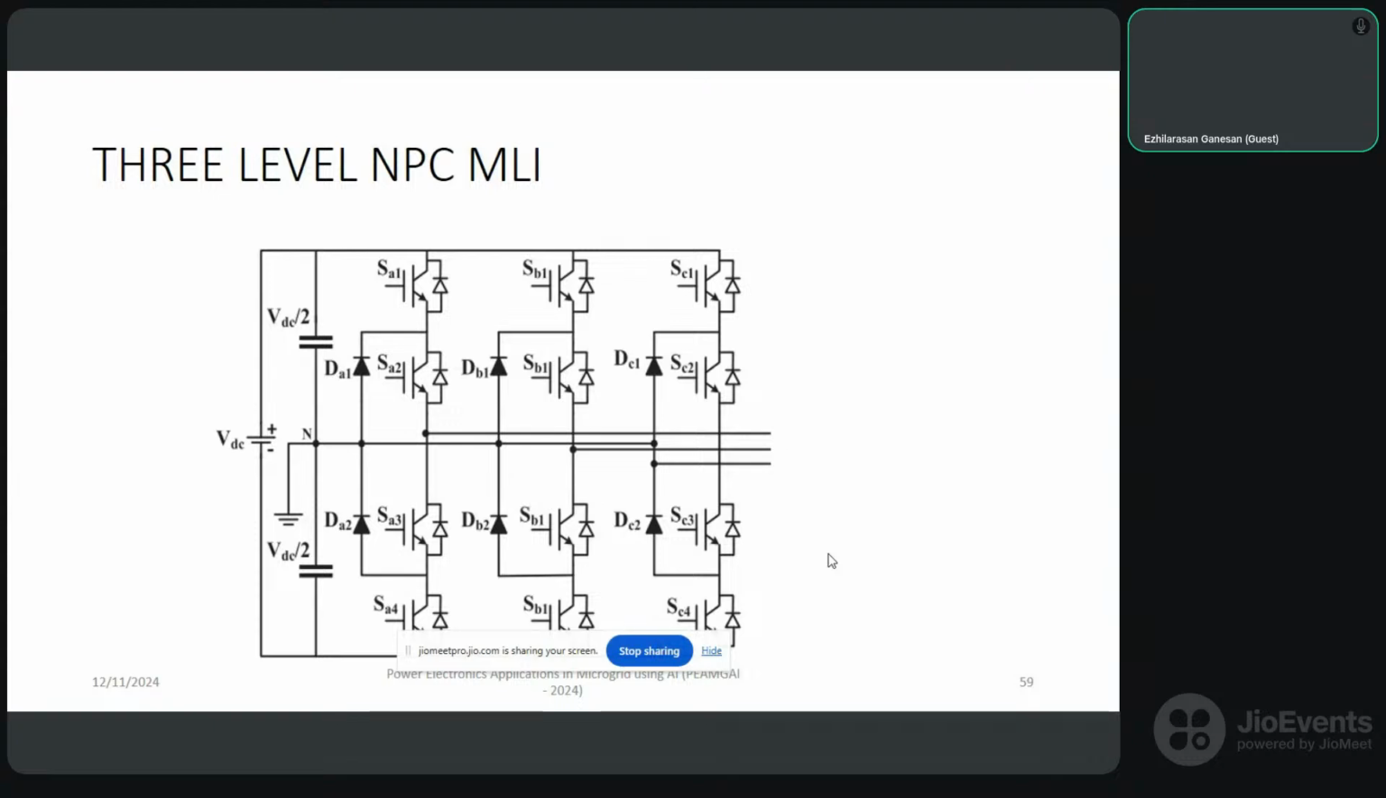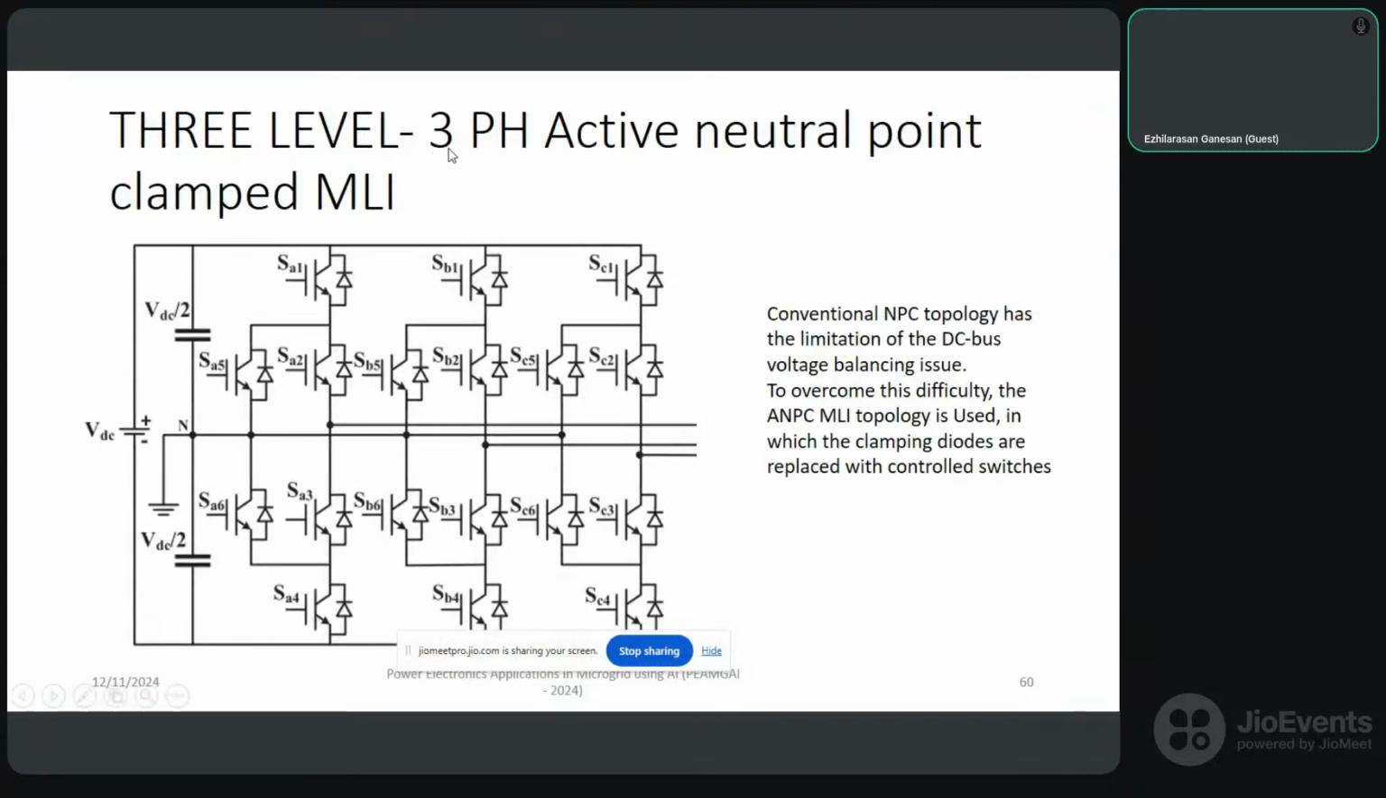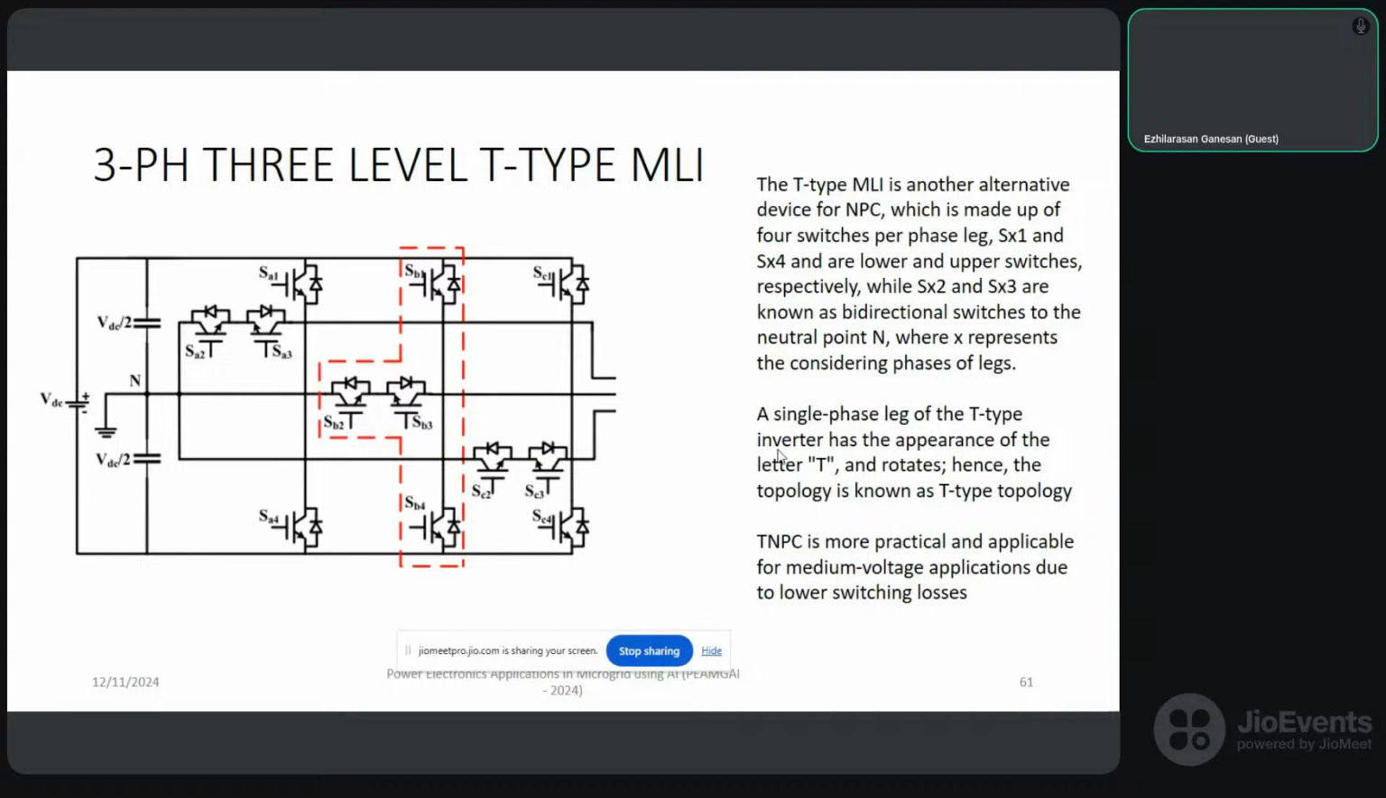So this is a 3-level NPC MLI, what we use to convert solar input into AC output. Wherever a DC source is available, or a battery voltage DC source, or a fuel cell output, from this you have to convert the DC to AC. Then we can use this 3-level NPC MLI. Then we have the 3-level 3-phase active neutral point clamped multi-level inverter. Conventional NPC has a limitation of the DC bus voltage. To overcome this difficulty, ANPC MLI is used, which has the clamping diodes replaced with controlled switches. This is ANPC.